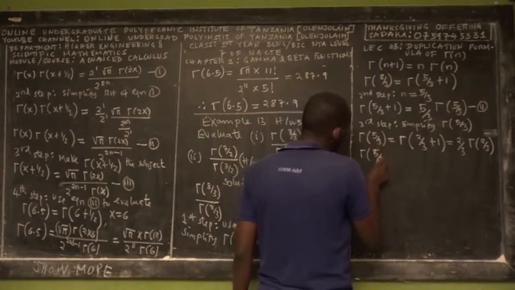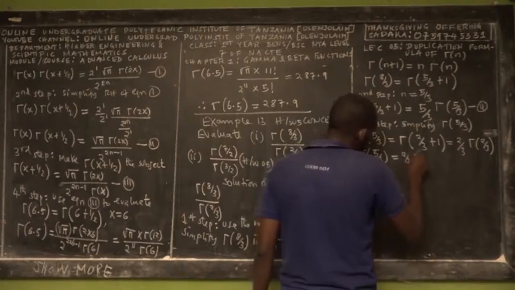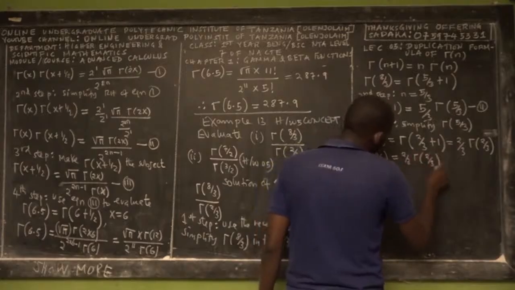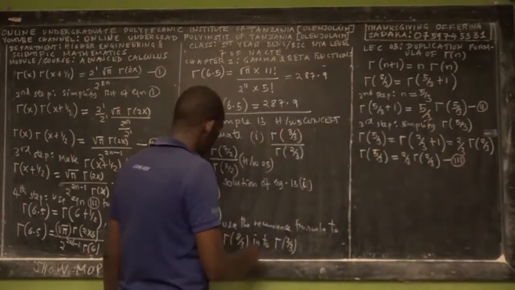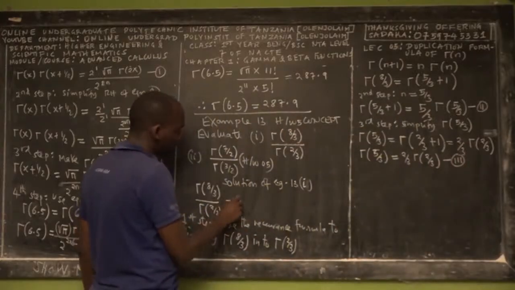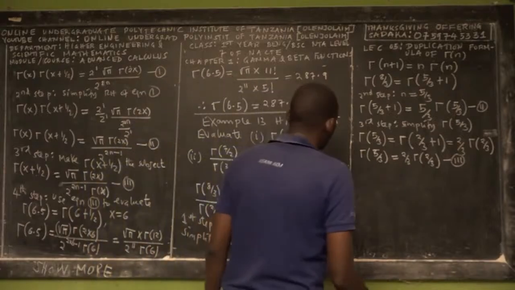Gamma of 5 over 3 is equal to 2 over 3 gamma of 2 over 3. This is question 3. And this is expression 1. So first step.